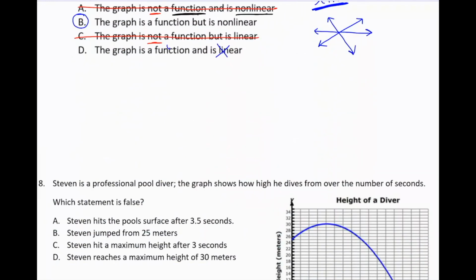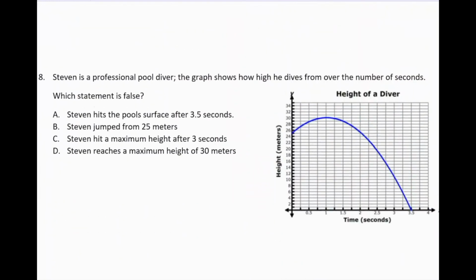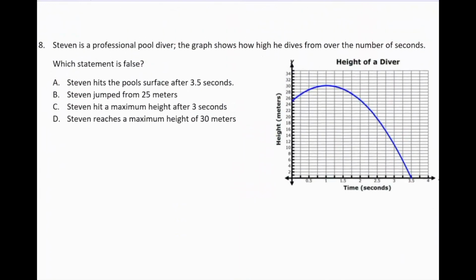Alright, so let's keep going. We've got number 8. Alright, so Steven is a professional pool diver. The graph shows how high he dives over the number of seconds. Which statement is false? So I'm looking at what's true, what's false. Alright, so let's go one by one. We're going to read our graph. We're going to pinpoint the ones that we see are true and the ones we see are false.